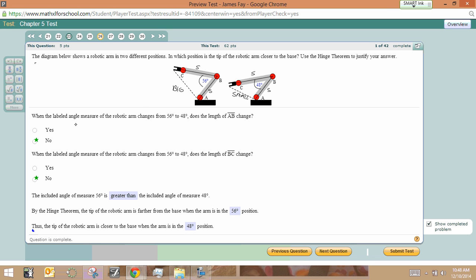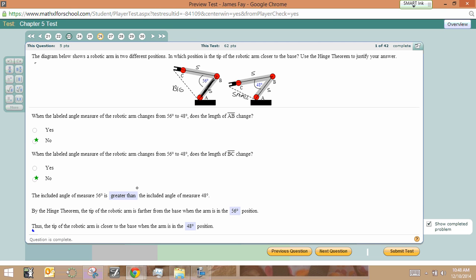It says, when the labeled angle measure of the robotic arm changes from 56 to 48, does the length of AB change? AB being that. Does that change? No. The robotic arm is a fixed distance. It cannot shrink or grow. Same thing for BC. It's a fixed distance. It cannot grow. So the included angle measurement of 56 degrees is larger than 48.